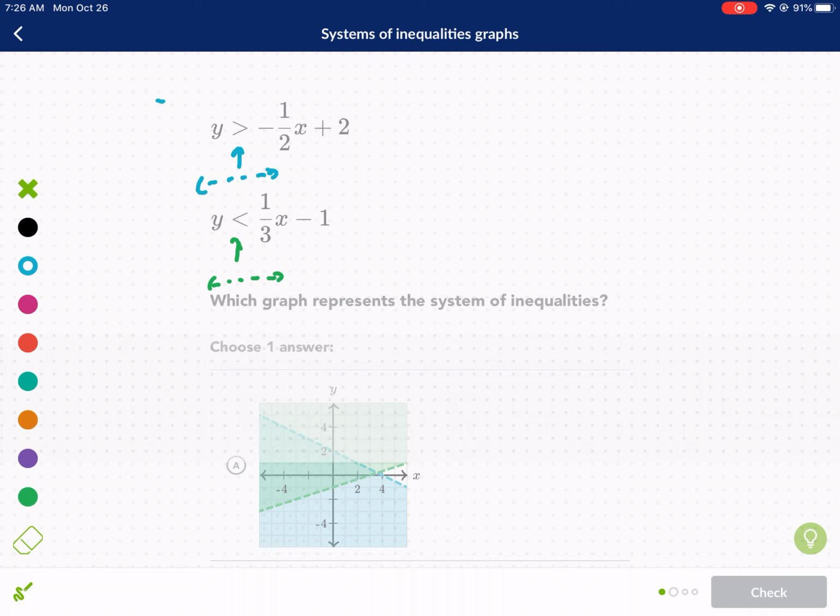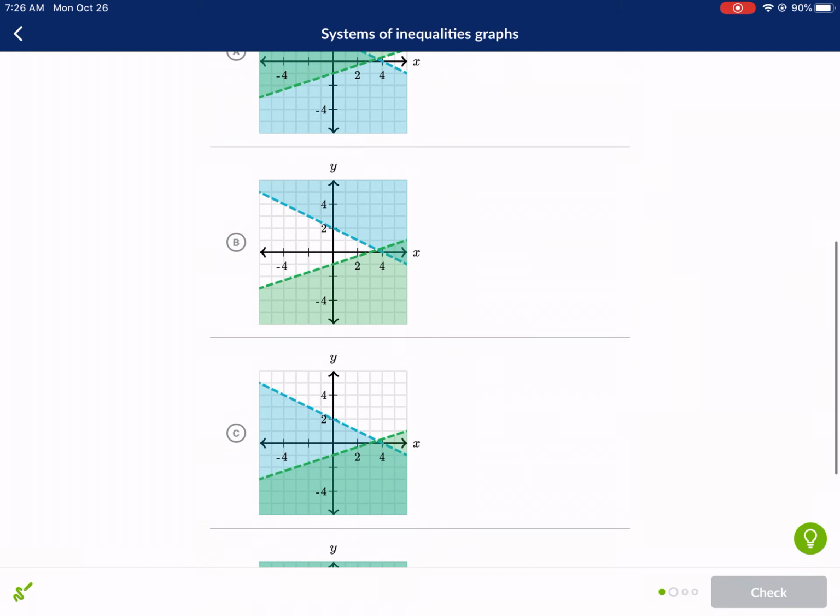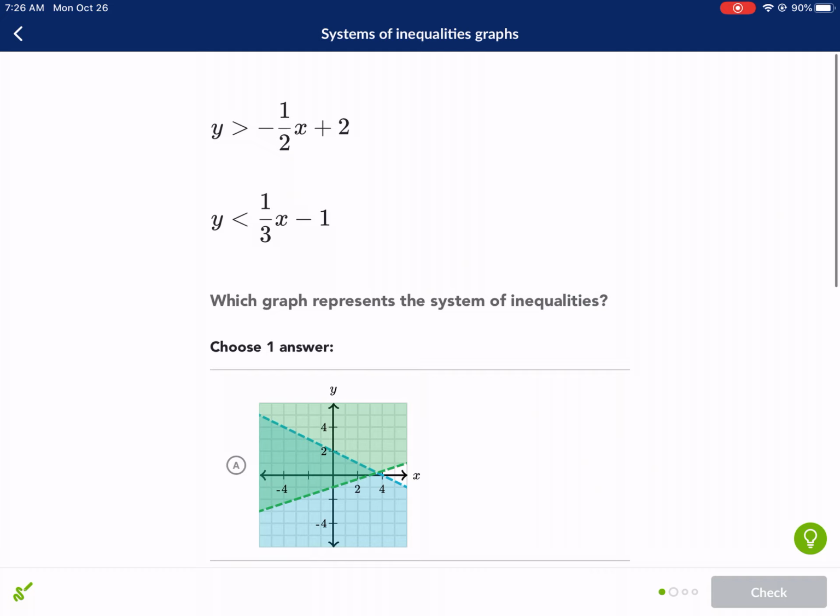So this one, y is greater than, so we're going to shade above. This one, we have y is less than, so we're going to shade below. So we need to have two dotted lines. Okay, this one has two dotted lines. They all have two dotted lines, but we need to have one shaded above and one shaded below.